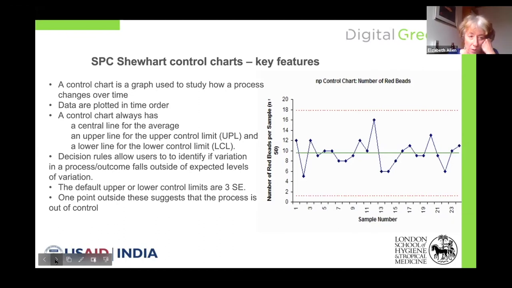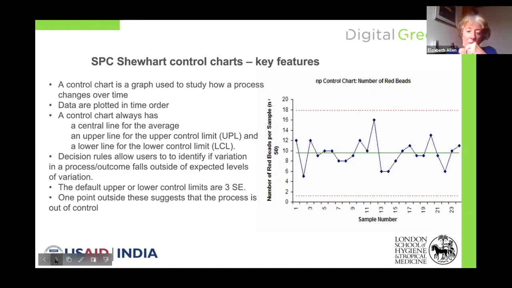So what do you do for your control chart? Well, you plot the data in time order. In our case, you'll see we'll come up with some graphs. We started with the first round of surveys, then we had the second round of surveys, then the third, and so on. You have a central line, which is the average of all your data. And then you have an upper line and a lower line, which are your upper control limit and your lower control limit, used to make a decision as to whether the variability you're seeing is just to be expected or whether it is perhaps unusual.